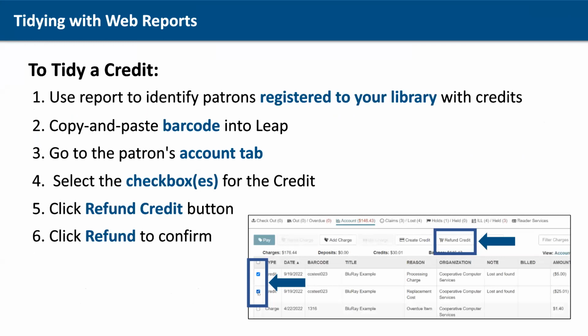So again, to remove a credit, you want to check the report for patrons registered to your library. The report gives the patron's barcode, right? So you can easily locate them in Leap by copying and pasting that number. And again, you go into their account tab to look for any entries with the type of credit, select the checkbox next to the credit entry, and then click the refund credit button.